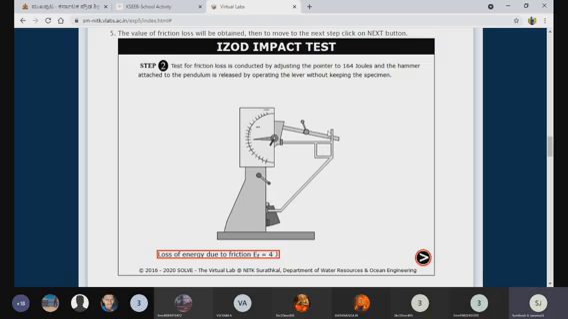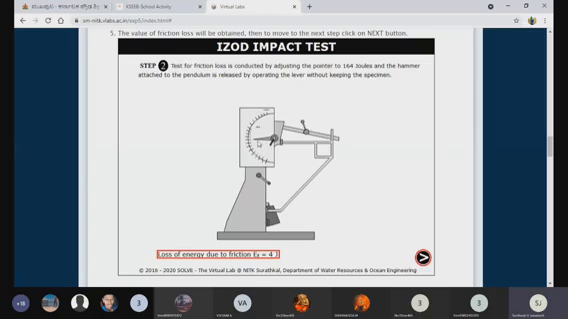Then you release the pendulum. Here we have a striker, and here we are placing the sample vertically. This is the lever. With the help of the lever, you can release the pendulum. Now the pendulum suddenly hits the workpiece. The striker is hitting at the exact point of the notch of the specimen. Now the specimen is immediately cracked.